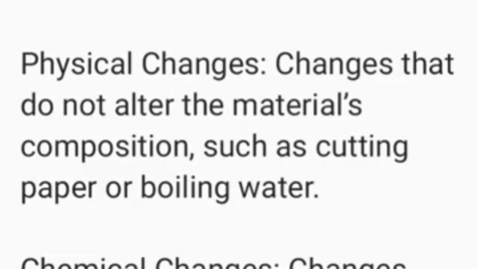Non-periodic changes. These occur irregularly, like earthquakes or accidents. Physical changes, changes that do not alter the material's composition, such as cutting paper or boiling water. Chemical changes, changes that result in the formation of new substances like rusting of iron or cooking food.